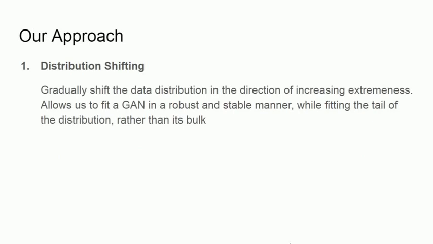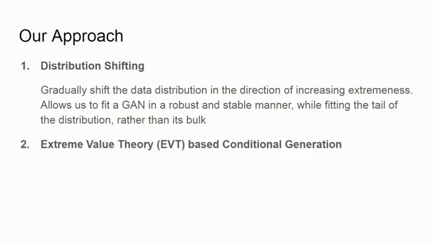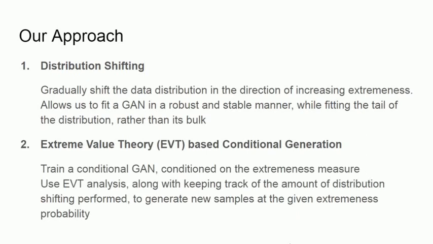We now describe our two-step approach. The first step is distribution shifting. Here, we gradually shift the data distribution in the direction of increasing extremeness. This allows us to fit a GAN in a robust and stable manner while fitting the tail of the distribution rather than the bulk. The second step is EVT based conditional generation. Here we train a conditional GAN which is conditioned on the extremeness measure. We then use EVT analysis along with keeping track of the amount of distribution shifting that has been performed to generate new samples at the given extremeness probability.